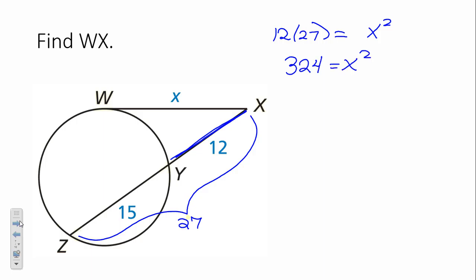Anybody know that perfect square off the top of their head? 18. It would be plus or minus 18, but we don't think about the negative 18. Doesn't make sense for us. Okay? And that's it. X is 18. Because there's more to it, because we're having to factor. Yep. Okay? Everybody good with this one? All right, last example.